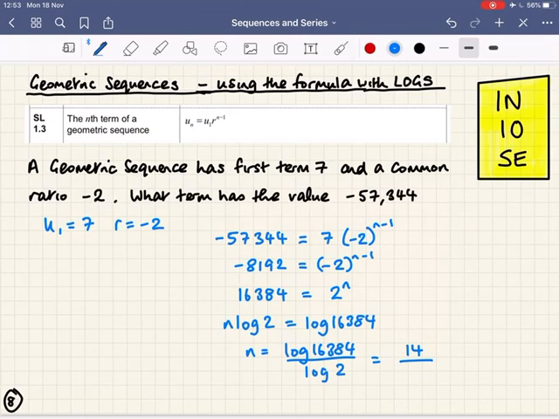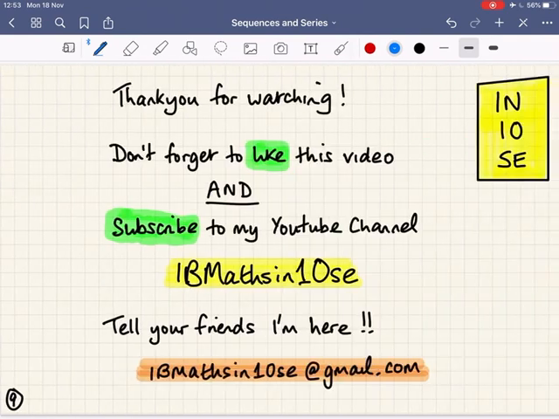Now, you will see with geometric sequence questions a large number of occurrences where you have to use logs to solve. If you haven't done logs yet, don't panic. The video on logs is coming soon, and you'll be able to use that knowledge then to solve geometric sequence questions like these. But I hope that was a useful introduction to geometric sequences. Thank you for watching. In the next video we'll look at geometric series, where we'll look at the sum of a particular set of values in a geometric sequence.